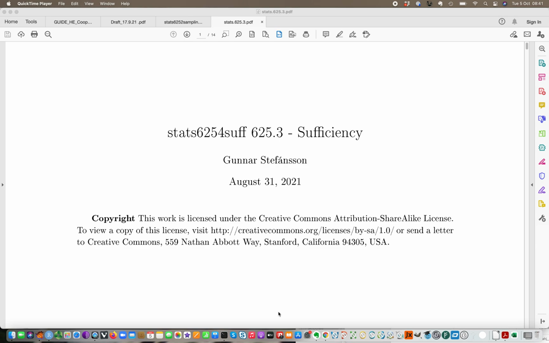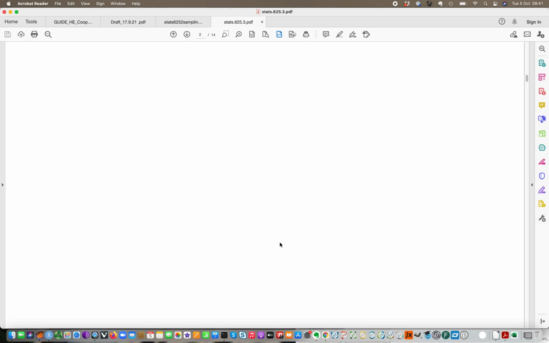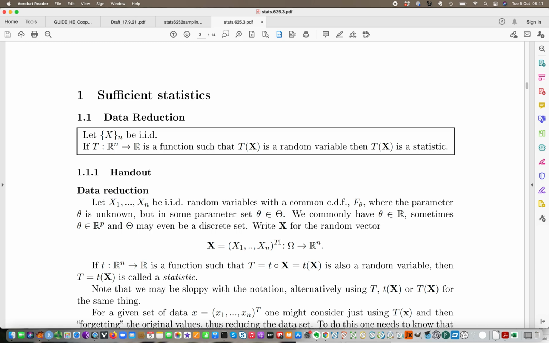So, by way of background, what we want to do is summarize the data that we collect in such a way that we do not lose any information, and we need to formalize this. So we're going to write up, first of all, what we mean.